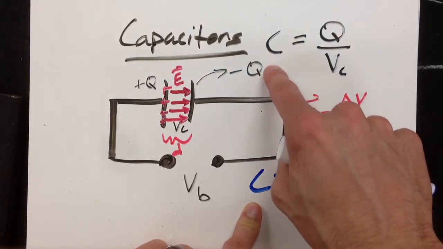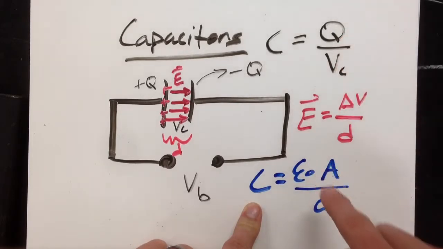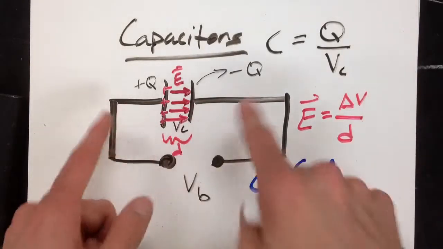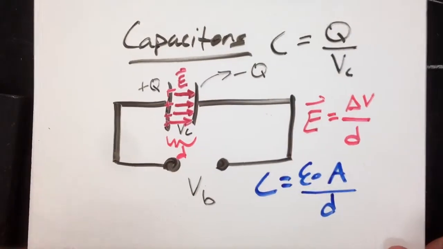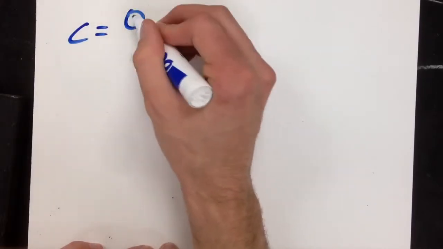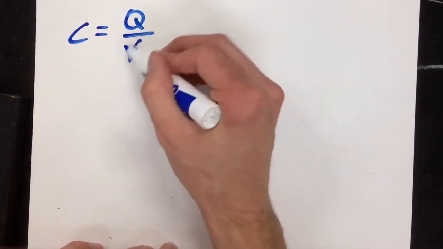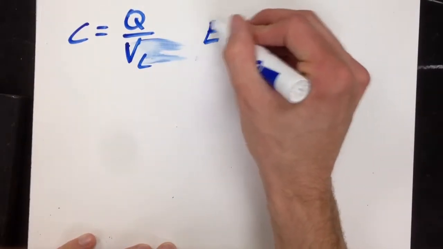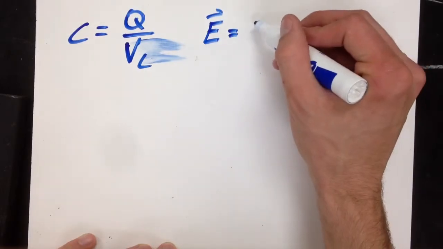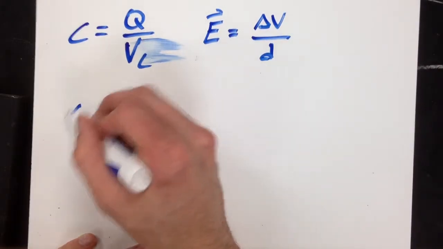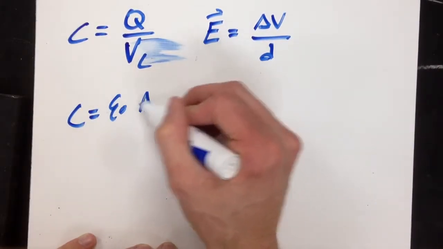Now, I've got another equation for capacitance as Q over VC, Q over the potential difference between those two plates. So let's combine the equations. A quick rundown: capacitance equals Q over the potential difference across the capacitor, VC. Then electric field equals voltage over distance. Then capacitance equals epsilon naught times area over D.